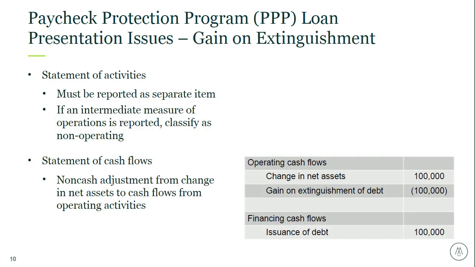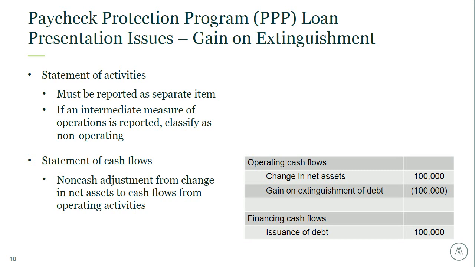So for that gain on extinguishment, if you elect to account for it as debt, this would follow the accounting standards relating to any other debt agreement and what to account for when it is partially forgiven or extinguished. And so you would need to present that gain on extinguishment as a separate line item on the statement of activities. And if you elect to disaggregate your statement of activities between operating and non-operating activities, this gain would need to be classified as non-operating.